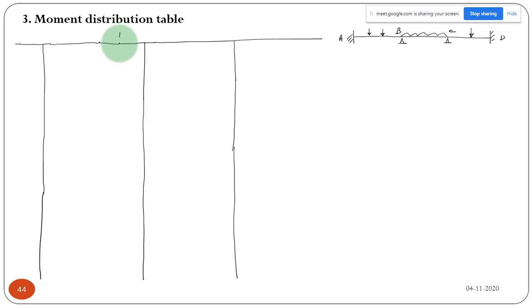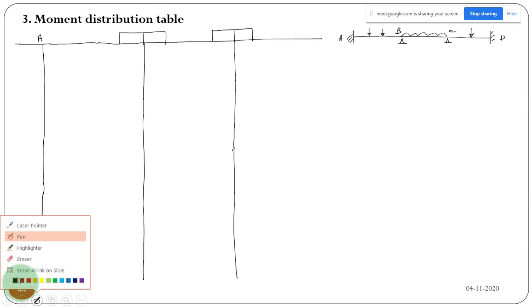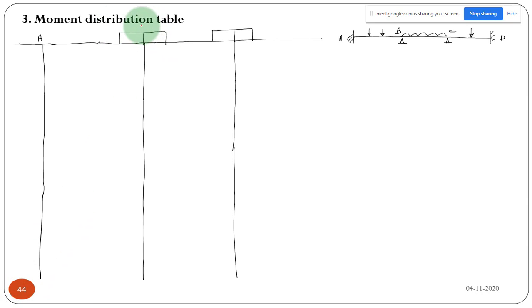So here we have to keep a box for the values of the distribution factor. This is joint A, this is joint B, this is joint C, and this is joint D. So it is our table.